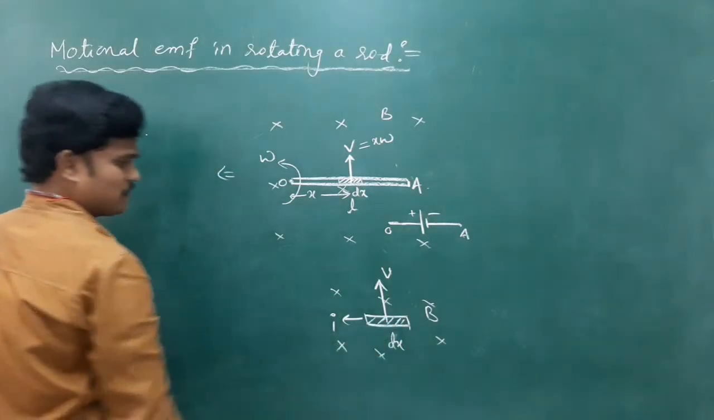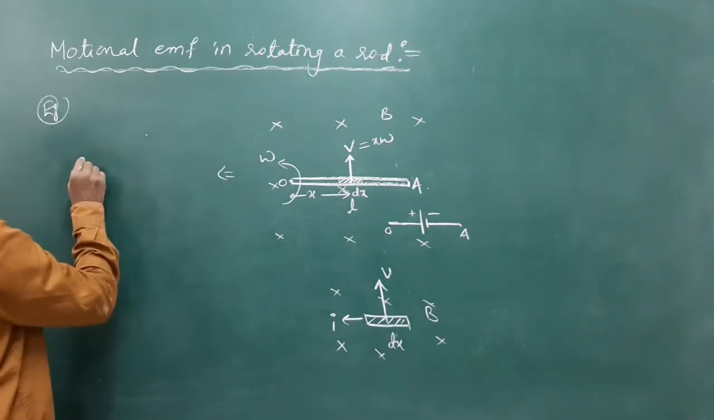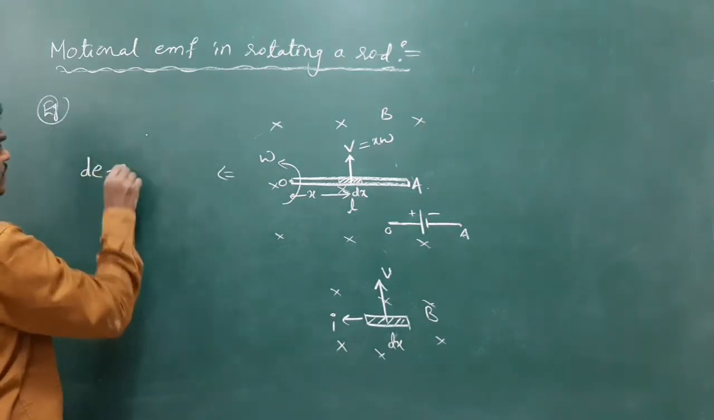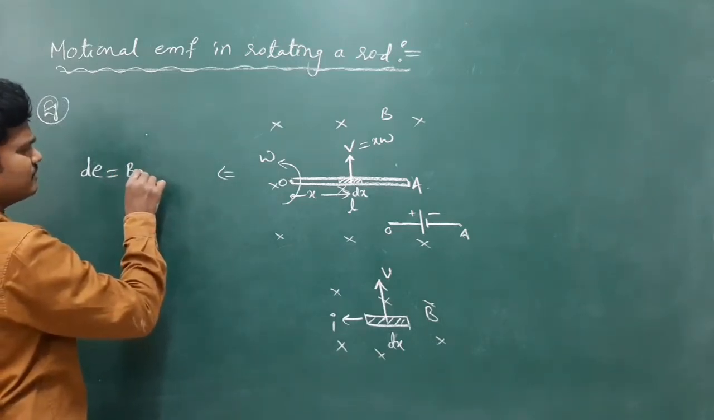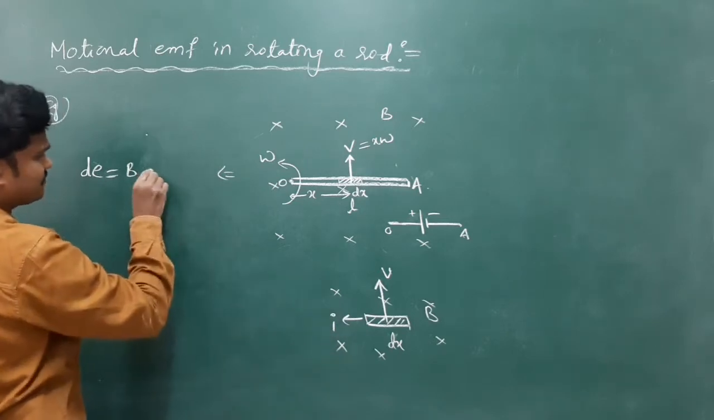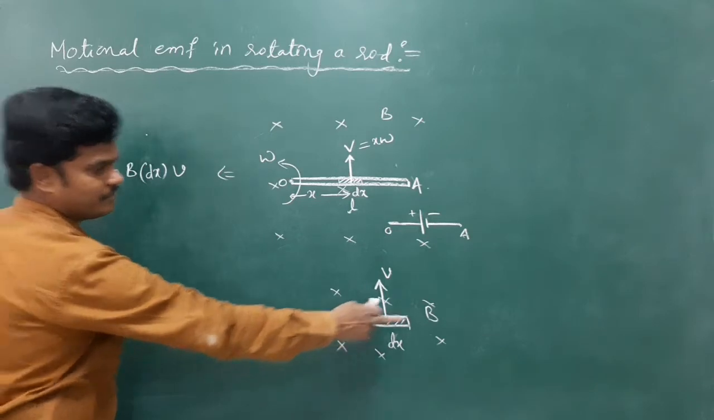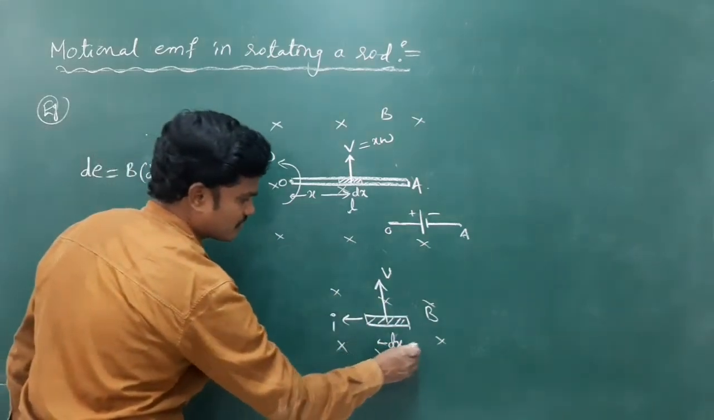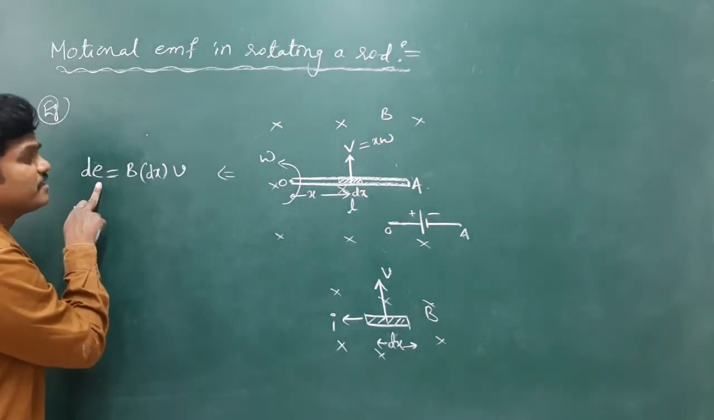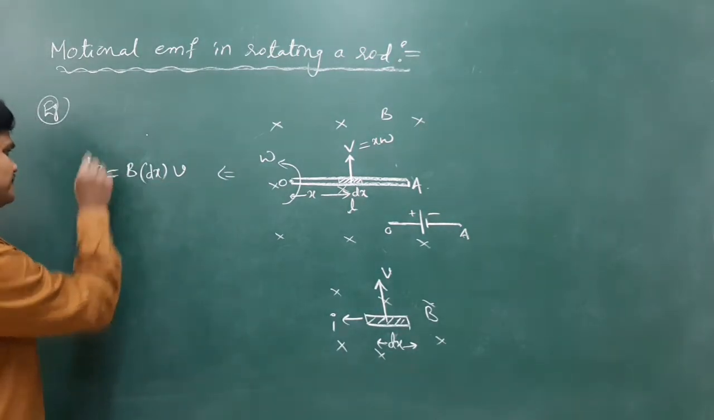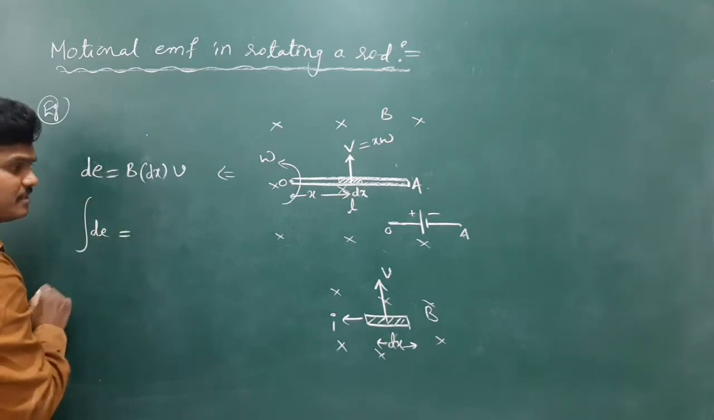Anyhow, in this small part there will be a small EMF, and let me write the EMF in the dx part as dE. We can write it as B L V, where L is dx. B, V, L are perpendicular, so just take the product. dE is the induced motional EMF in the small part. Now apply the integration. Here the limits are clear.